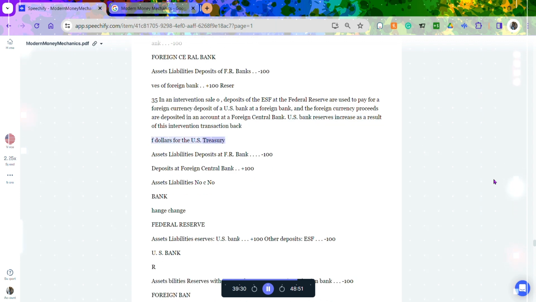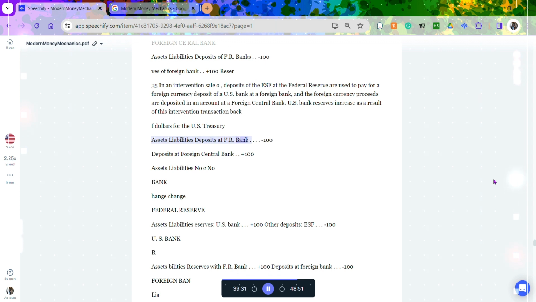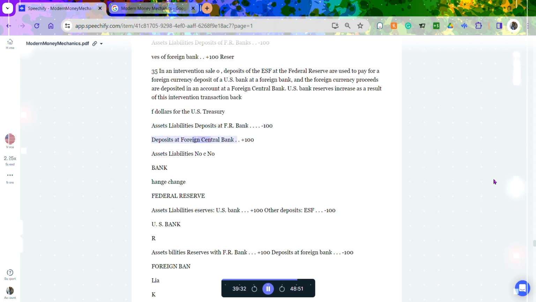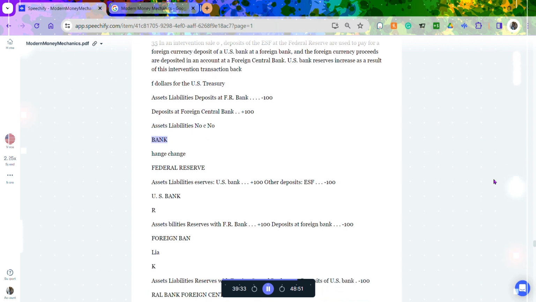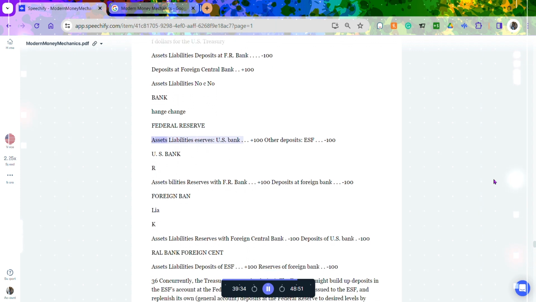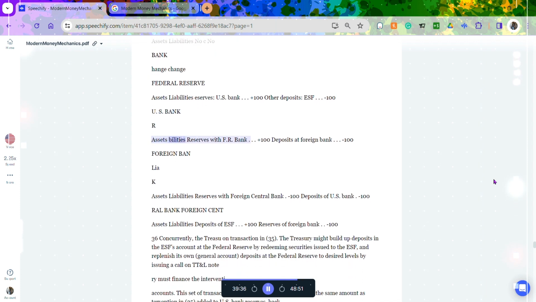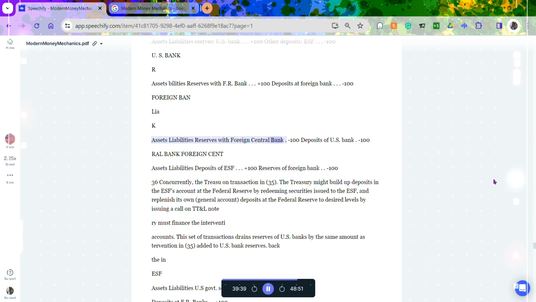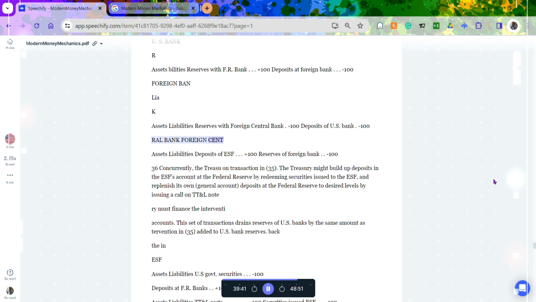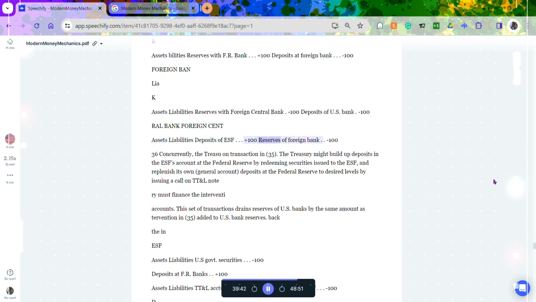Treasury. Assets, liabilities: deposits at FR bank, minus 100; deposits at foreign central bank, plus 100. Federal Reserve: reserves of U.S. bank, plus 100; other deposits, ESF, minus 100. U.S. bank: reserves with FR bank, plus 100; deposits at foreign bank, minus 100. Foreign central bank: reserves with foreign central bank, minus 100; deposits of U.S. bank, minus 100. Foreign bank: deposits of ESF, plus 100; reserves of foreign bank, minus 100.